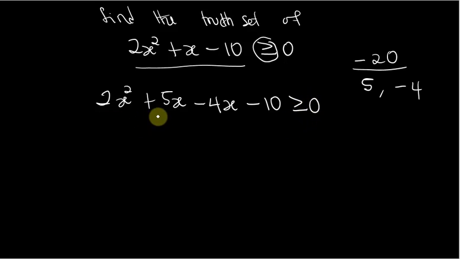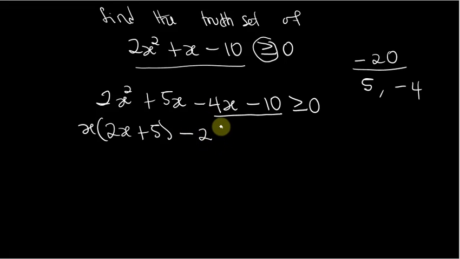We take the first two terms, we factorize. We take the next two terms, and then we factorize. When we take the first two terms, 2x squared plus 5x, the common factor there is x. So you have our x, you are going to be left with 2x plus 5. The next two terms, that is the minus 4x minus 10, the common factor there is minus 2. So we have minus 2. We are going to be left with 2x plus 5 greater than or equal to 0.